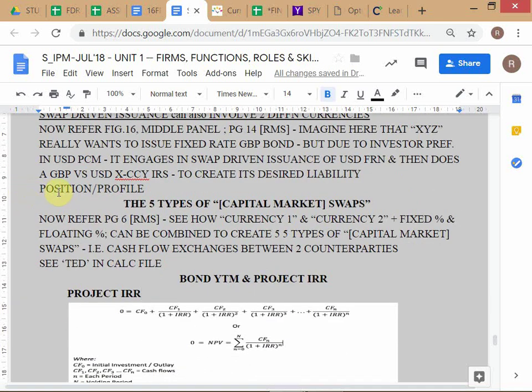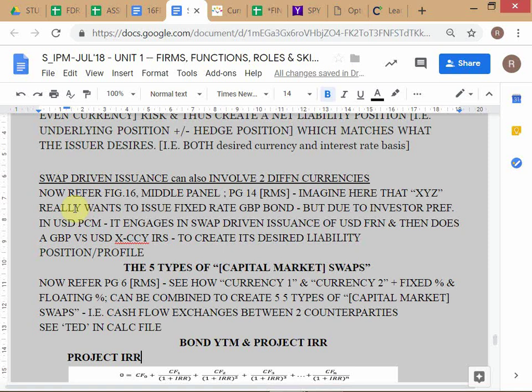So the point that was already raised by Dipanshu and partly by Gaba in the previous class is that swap-driven issuance can also involve two different currencies. Okay, so I'll just show you that example.